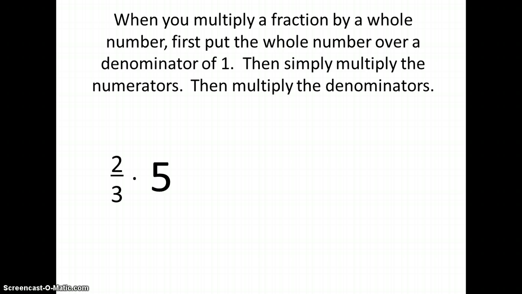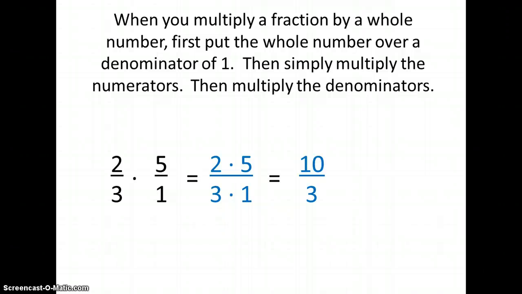When I have a whole number, I have to turn that whole number into a fraction. Now, every whole number is a fraction with a denominator of 1. So once I turn my whole number into a fraction by putting 1 in the denominator and the whole number in the numerator, I multiply straight across again. 2 times 5 and 3 times 1, which gives me 10 over 3, or 10/3. Then I need to simplify this, turn this improper fraction into a mixed number. 3 1/3.